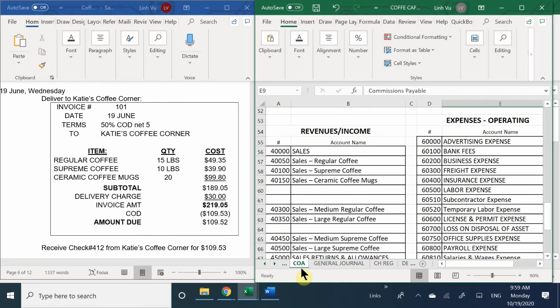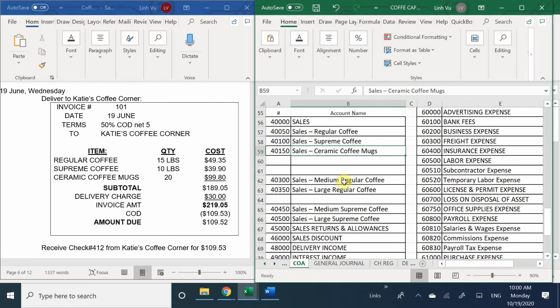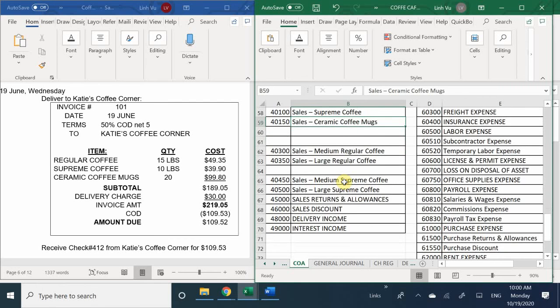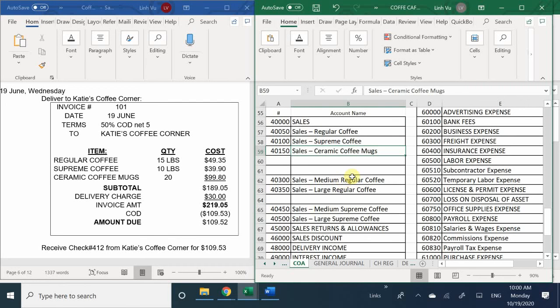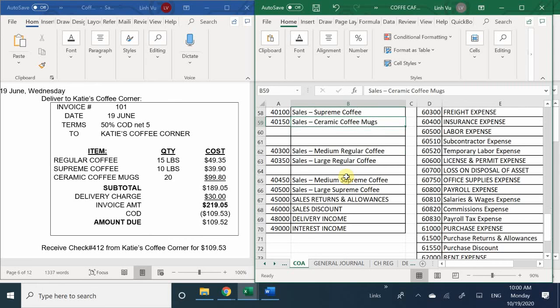Because delivery is not technically part of what our main core operation is. However, we're still receiving something, right? So where would that fall under? Income. Yes, it's an income, right? We earned money off of delivering our items. Delivery income. Delivery income, and what account number is that? 48,000. 48,000, right?